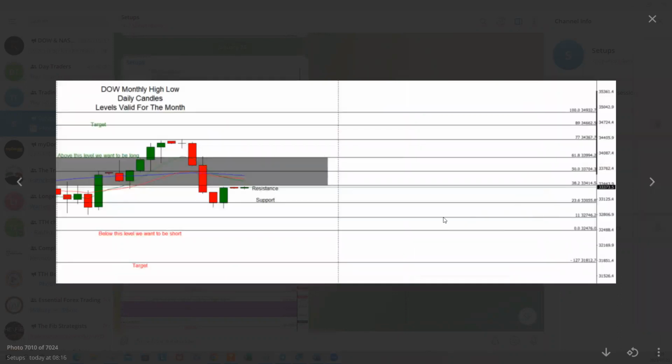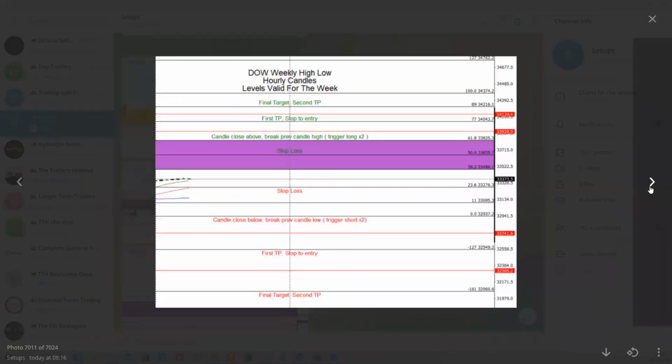On the Dow monthly high-low, currently between levels of 23.6 and 38.2 as support resistance. If you look at moving averages, 50 is above 21 above 8, that's indicating trend is down. So what we're looking for now is a push below the zero level to aim for that minus 127 target.